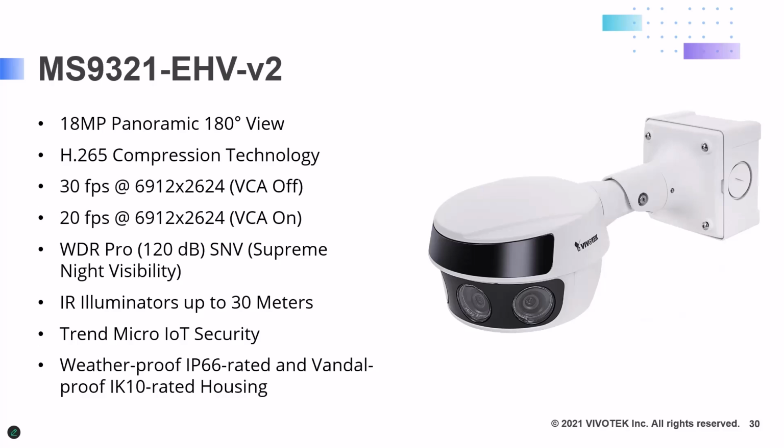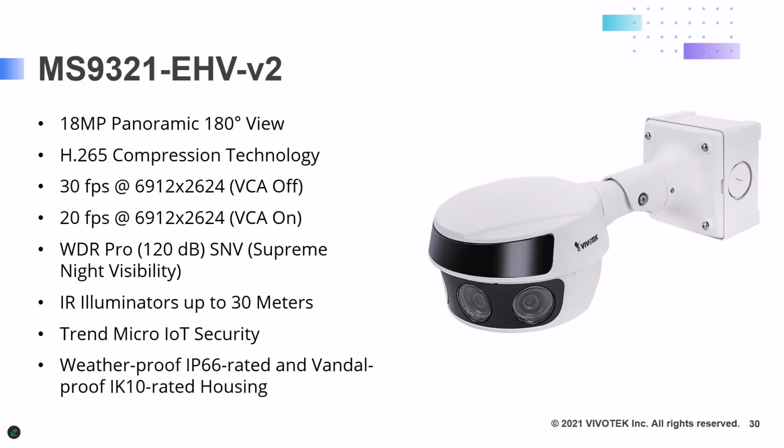Now taking a look at the impressive specs of our 18 megapixel panoramic camera, the MS9321. This camera is going to provide wide seamless coverage with exceptional detail with its 5 megapixel lenses that are stitched together. It also uses H.265 compression technology, which ensures high quality video while minimizing bandwidth and storage requirements. For smooth video playback, it's going to deliver 30 frames per second at the highest resolution whenever the VCA is turned off, and 20 frames per second whenever the VCA is enabled.